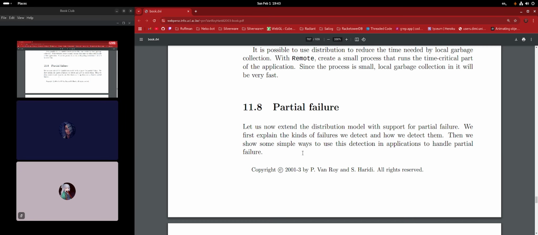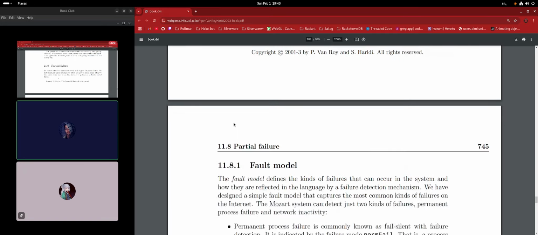Partial failure. So let us now extend the distribution model with support for partial failure. We first explain the kinds of failures we detect and how we detect them. Then we show some simple ways to use this detection in applications to handle partial failure.